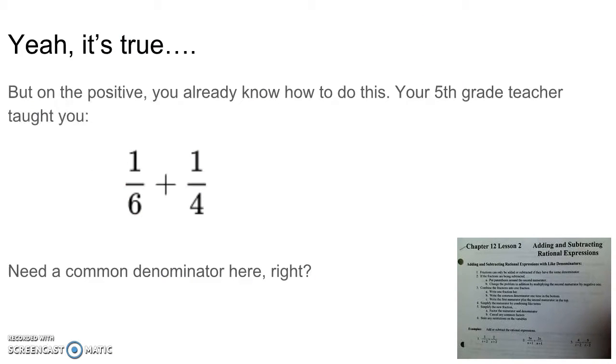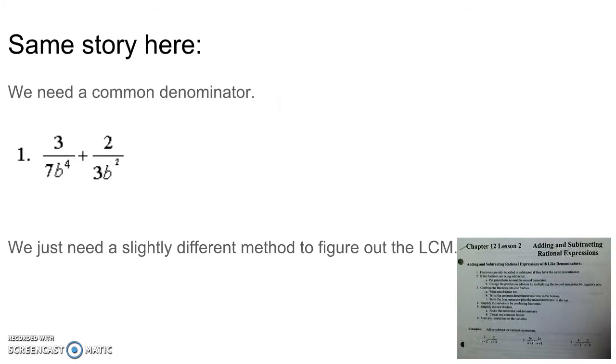Your 5th grade teacher taught you how to add fractions, and in most cases, the more interesting ones, you needed a common denominator. You couldn't add, say, for instance, the 6 and the 4 together here in the denominator. So we're going to be looking at expressions that look something like this, and following that same pattern, we recognize that the denominator isn't the same. 7b to the 4th, 3b squared. We just need a slightly different method to be able to figure out what the LCM is.